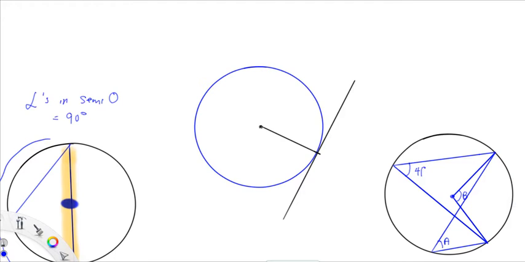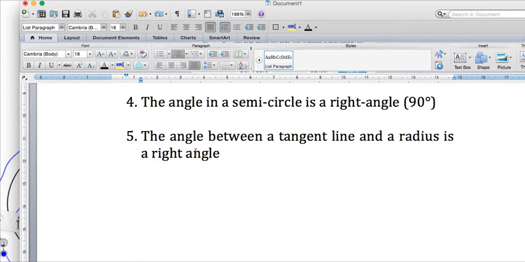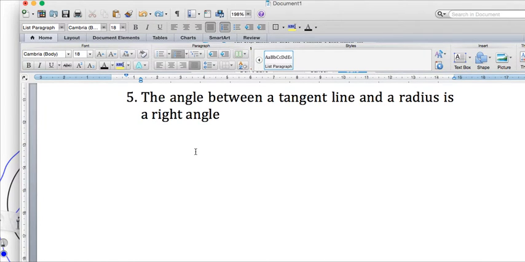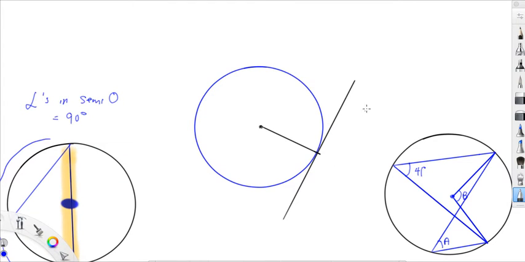Let's have a look here. The angle in a semicircle, that's rule number 4. Rule number 5: the angle between a tangent line and a radius is a right angle. So over here in our drawing, this line here is a tangent line. A tangent line touches the circle basically at one point, and it's always a straight line.